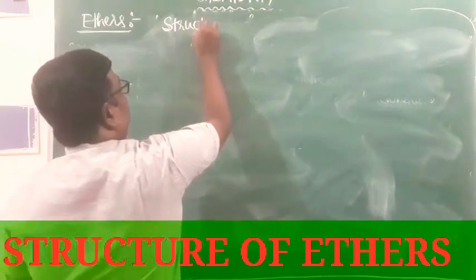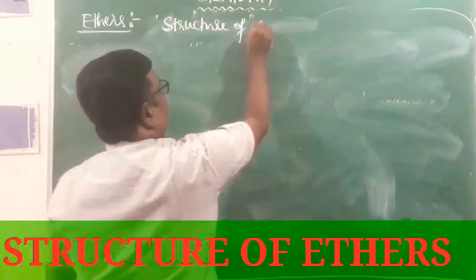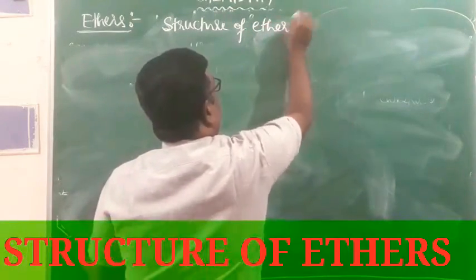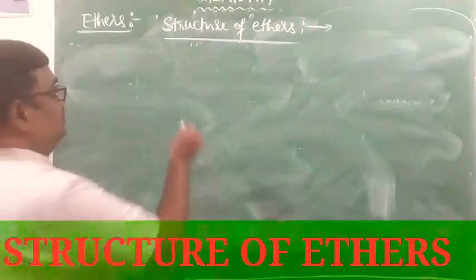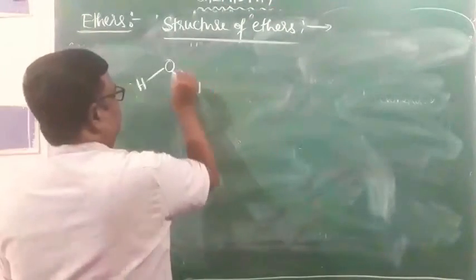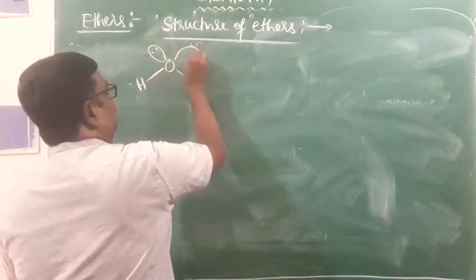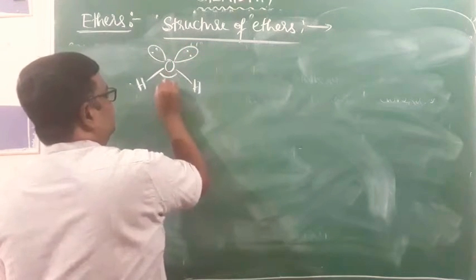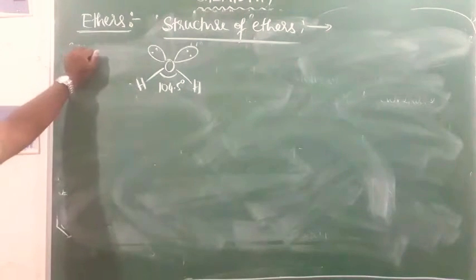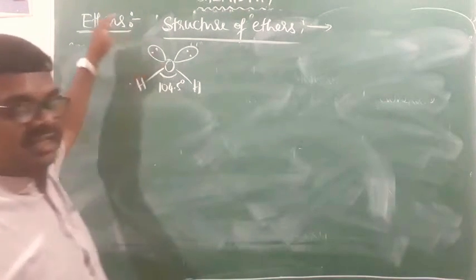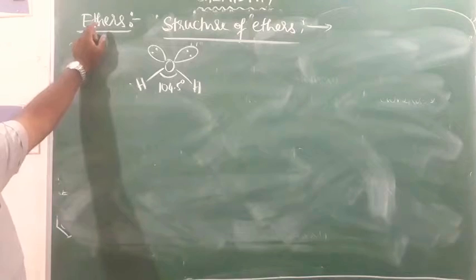Structure of ethers. I already said the structures of alcohols, ethers and phenols are obtained from water. Look at this, I got water, H2O, with 2 lone pairs on the oxygen, and the bond angle is 104.5 degrees. This is water, and the oxygen atom is sp3 hybridized, right?